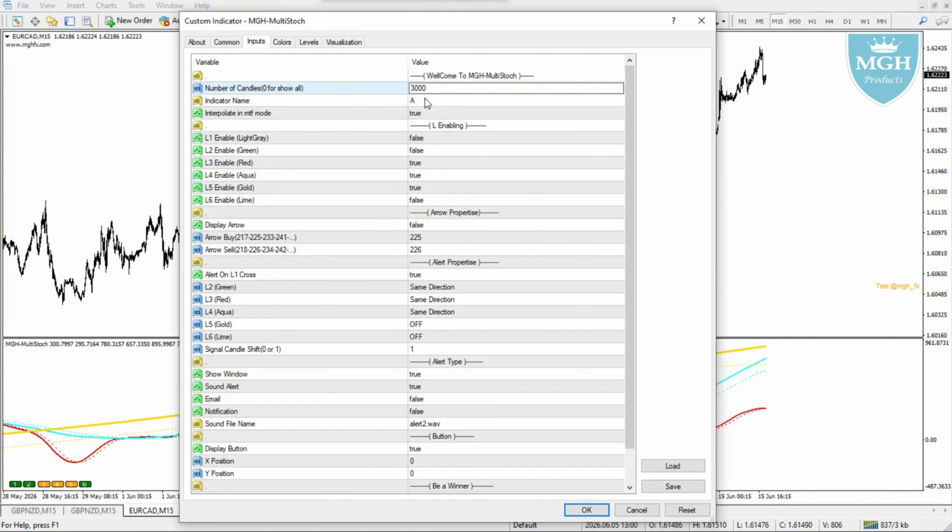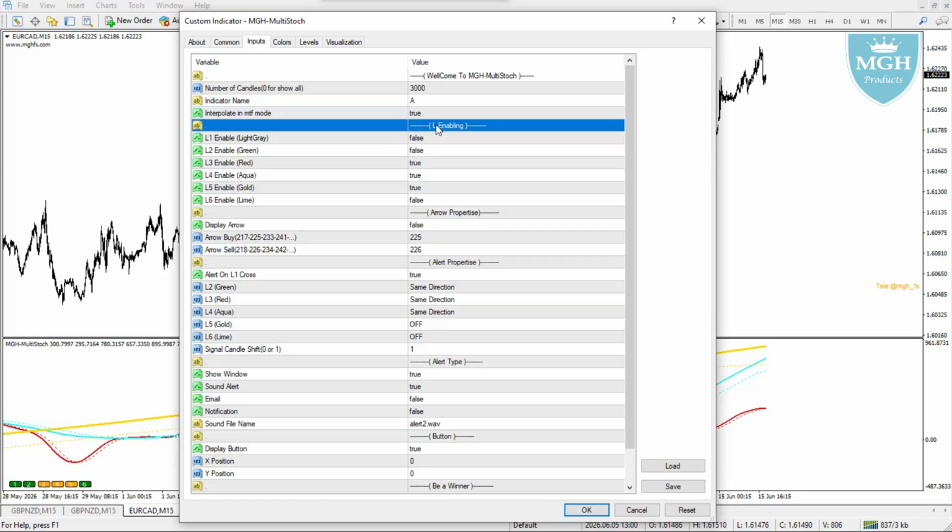Indicator name. This is just a label. If you want to run 2 copies of the indicator on the same chart, give them different names. Interpolate in MTF mode. This is a graphic option. When it is true, the higher time frame lines become smooth and beautiful. When it is false, the lines look like steps. I recommend keeping it true.